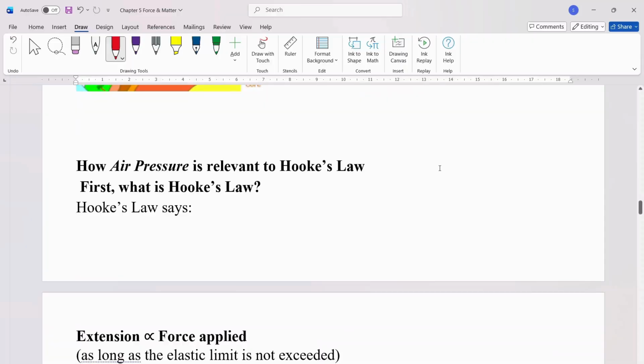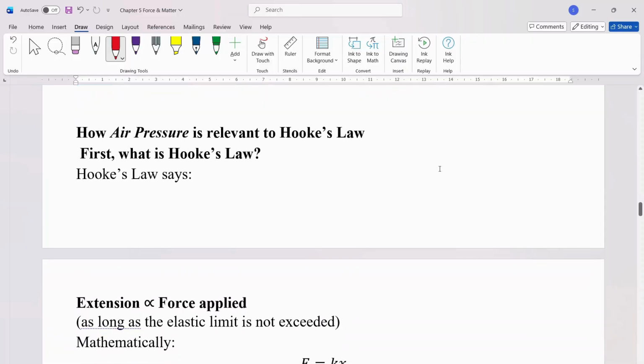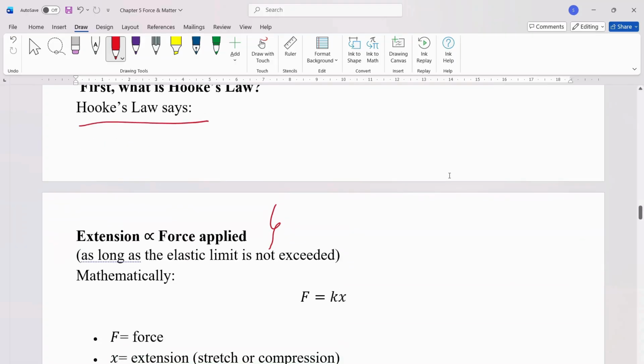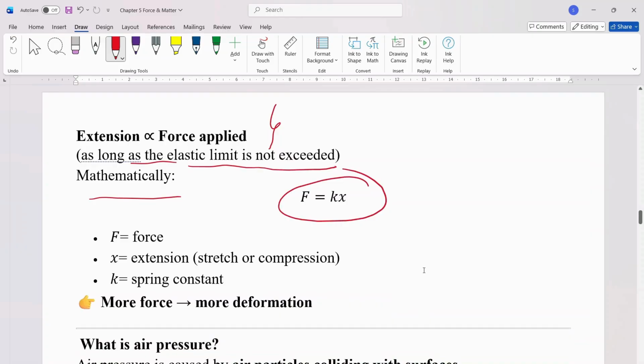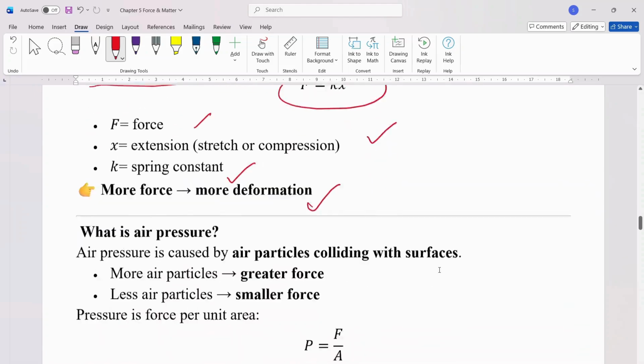How is pressure relevant to Hooke's law? Again, first, what is Hooke's law? It is extension directly proportional to force applied, as long as the elastic limit is not exceeded. Mathematically we can write F equals Kx. F is the force, x is the extension, k is the spring constant. More force means more deformation.